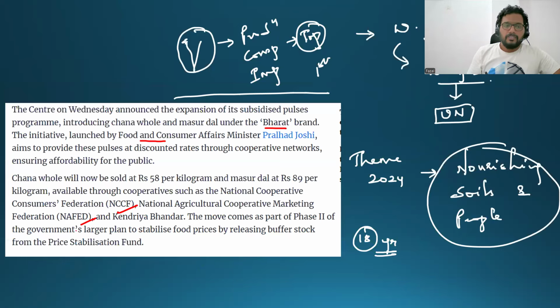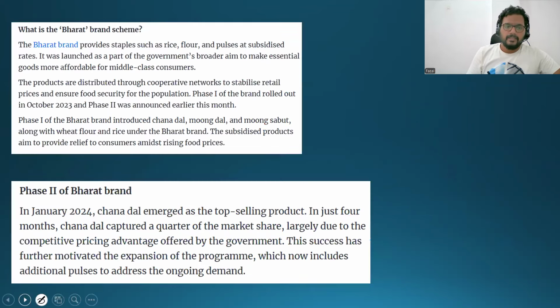The move comes under phase 2 of the government's larger plan to stabilize food prices by releasing the buffer stock from the Price Stabilization Fund. I will take up what the Price Stabilization Fund is. What is the Bharat brand scheme? That's what I have explained. The Bharat brand scheme is coming up with a common logo and setting prices that can be helpful for the producers as well as the consumers, with a definite intention to bring these under one brand.